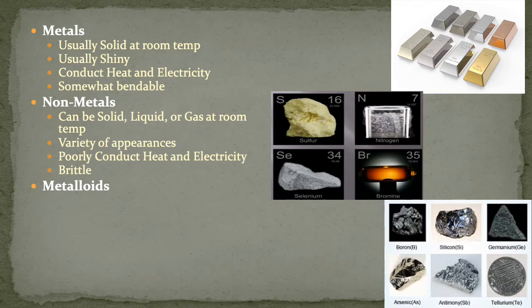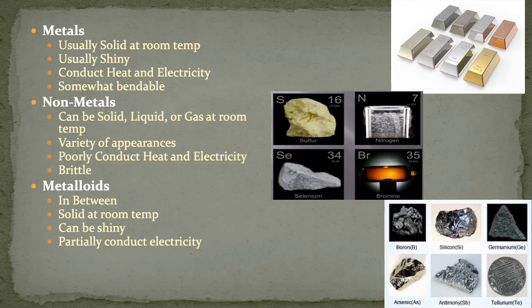The third group is sort of an in-between group. These are the metalloids. They are typically solid at room temperature. They can be shiny, but sometimes they are dull. And they also partially conduct electricity. On our periodic table, the metals, the nonmetals, and the metalloids fall into distinct regions.